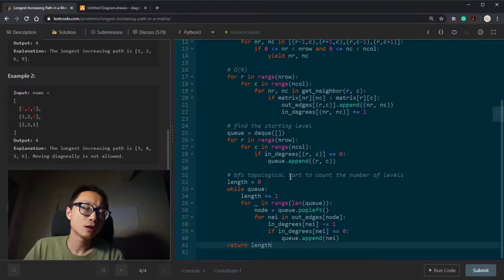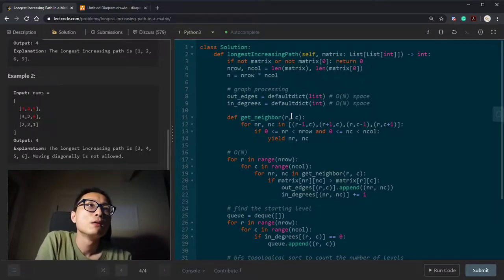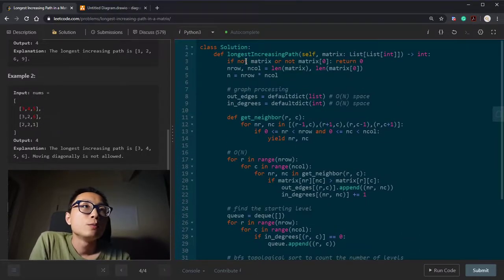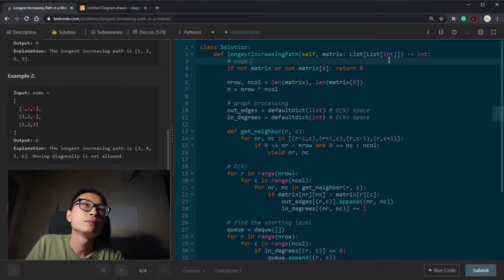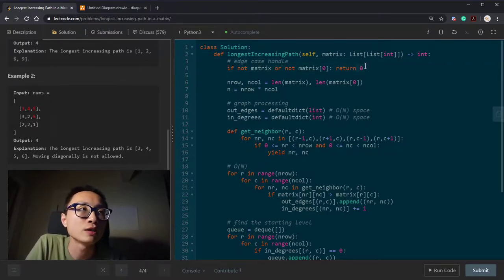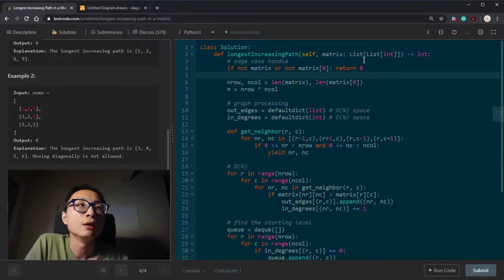So let's see if we have problems. So this is the edge case handling here. If the matrix is empty, we return 0. It's totally empty, then there's no path. That means the maximum length for the path is going to be 0. Otherwise, there has to be at least 1. So we can grab the number of rows, number of columns, and then calculate the total number of nodes.